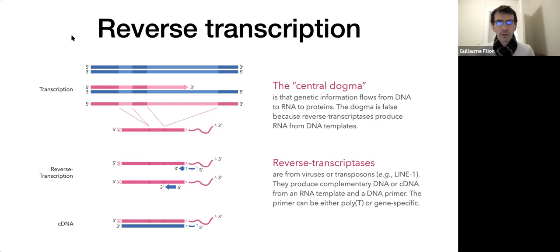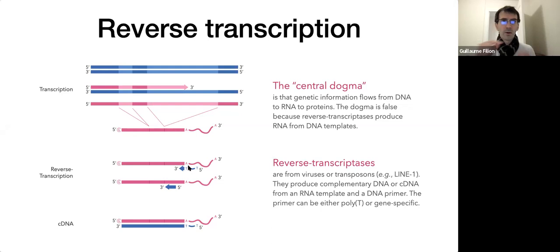So reverse transcription is the opposite process, of course. So it goes from RNA to DNA. And so reverse transcriptases are from viruses or transposons. We do not really have a reverse transcriptase in our genome. There's only one, but it's a special one. That's the one that puts the telomeres. So example LINE-1. They produce complementary DNA or cDNA from an RNA template and a DNA primer. The primer can be either poly-T or gene-specific.